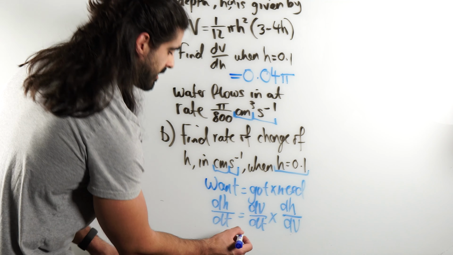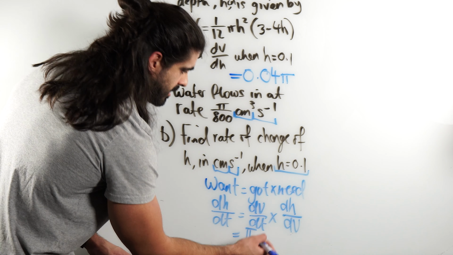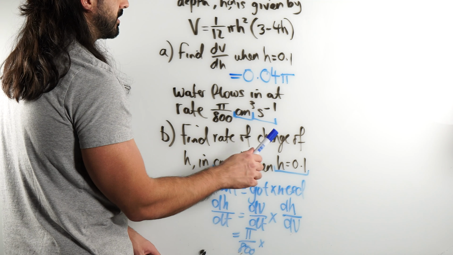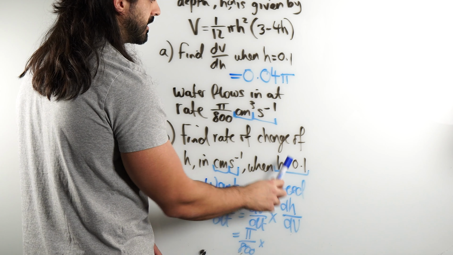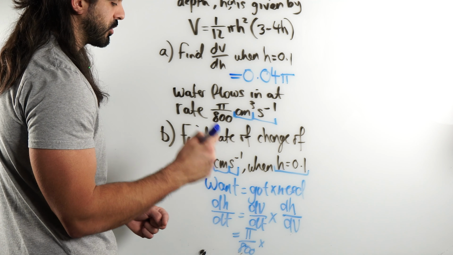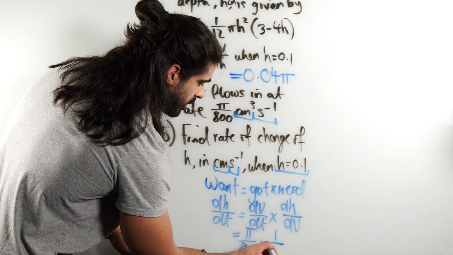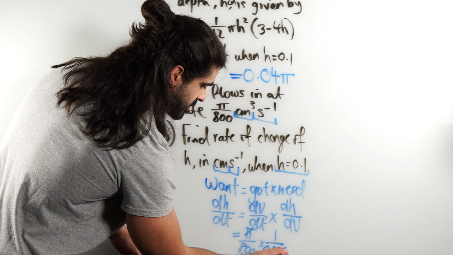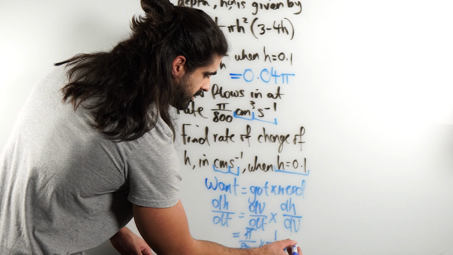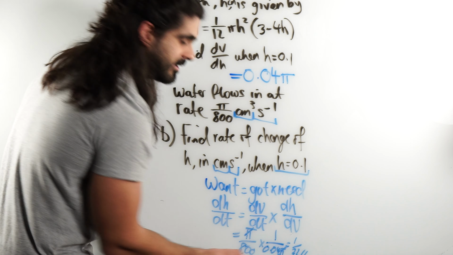Okay, so we have this is pi over 800. Do we have dV by dh? The answer is yes. Specifically at 0.1, which is what we wanted. But we want the reciprocal of that. We want to flip this. So we're doing 1 over 0.04 pi. The pi's cancel. You multiply these together, you get 1 over 32. Nice.